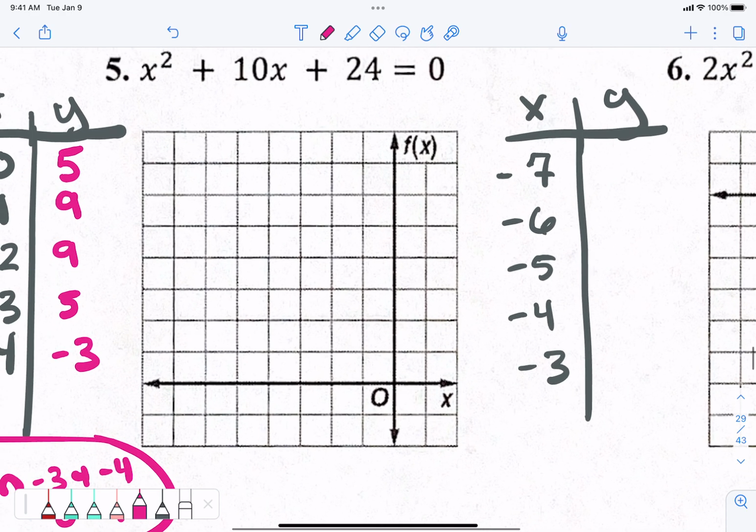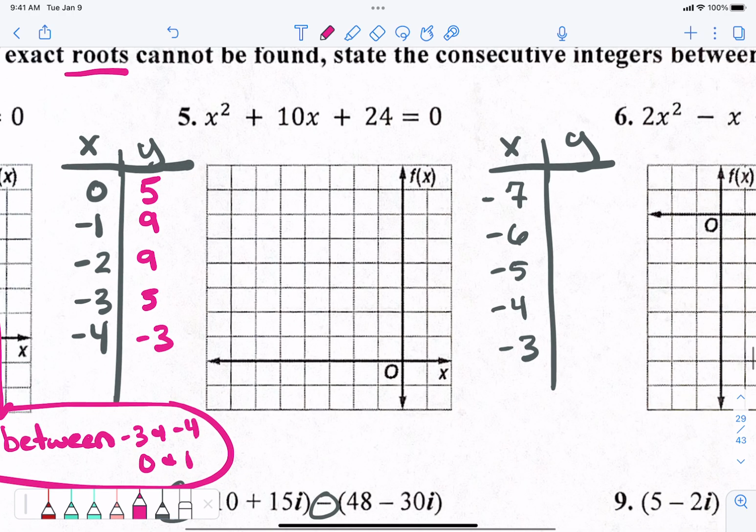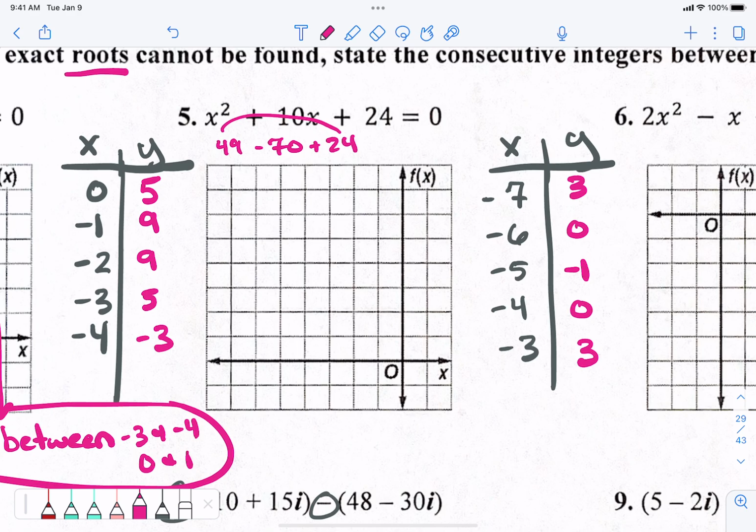Okay. Good. All right. -7. I have to think for just a second. 49 minus 70 plus 24. This is 70. 3, so 3. And then 0, and then -1, and then 0, and then 3. Okay. Because I remember them.